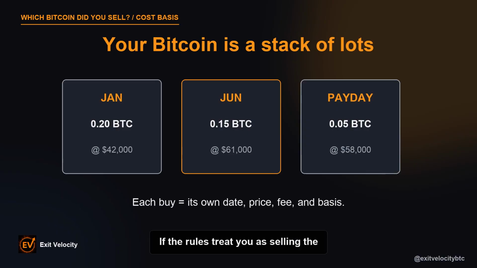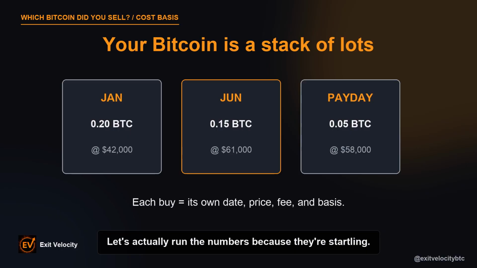If the rules treat you as selling the January coins first, your cost basis is low, so your taxable gain is large. If instead you can specifically point to the June coins, the ones you bought high, your basis is high and your gain is small, maybe even a loss. Same sale, same proceeds, wildly different tax outcome.